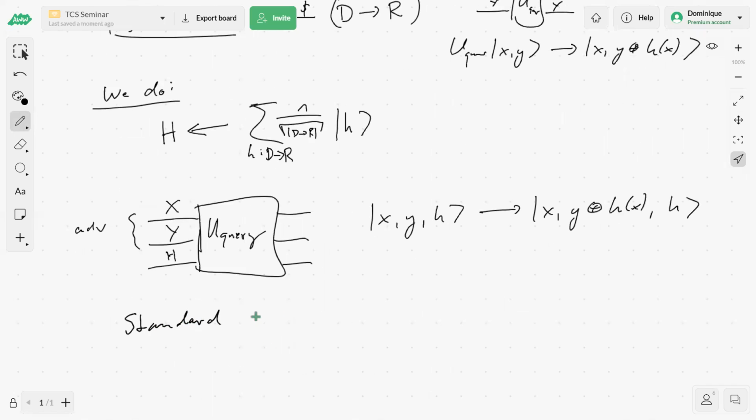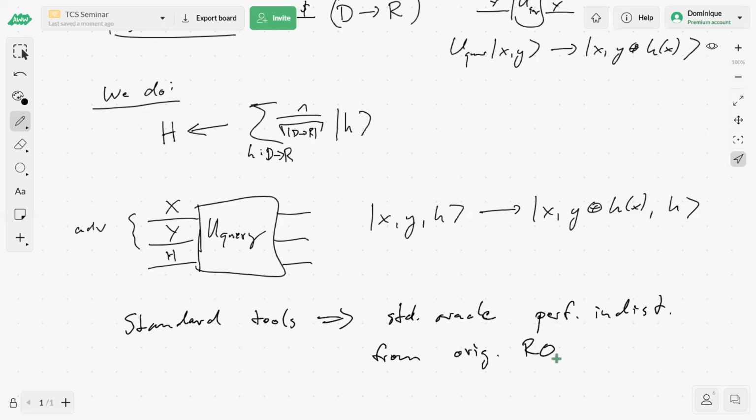So using standard tools, we can see that the standard oracle is perfectly indistinguishable from the original random oracle. So this means that instead of using the original random oracle in our model, we can use this standard oracle where everything is kept in superposition. So any questions about this standard oracle?